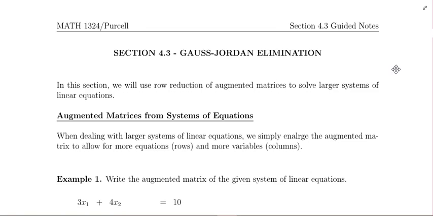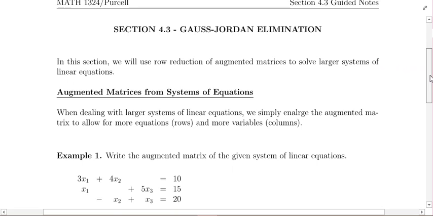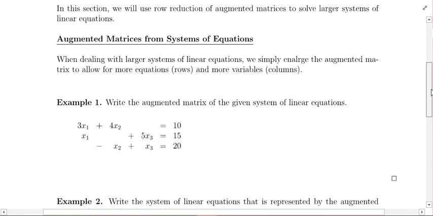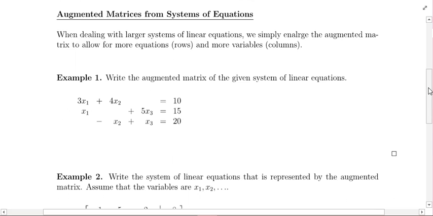So we know that in order to do this process, Gauss-Jordan elimination, you have to be able to first take your system and write it in matrix form. In example one, we're going to practice that for just a bigger system. So let's look right here under augmented matrices from systems of equations. When dealing with larger systems of linear equations, we simply enlarge the augmented matrix to allow for more equations and more variables.